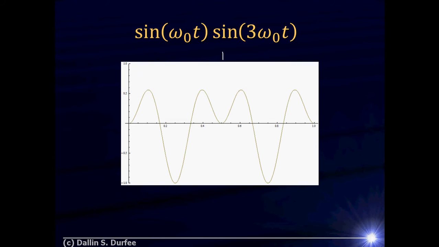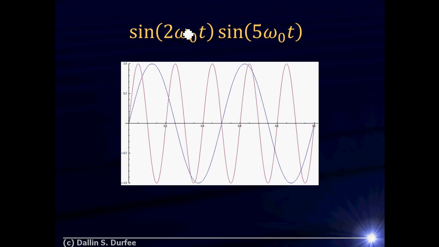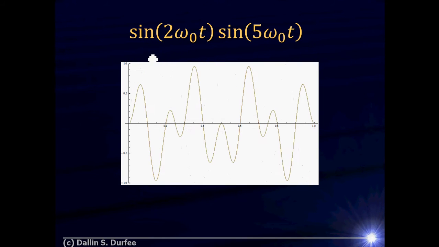It's positive for part of it, but it's negative for part of it. And what happens is I end up integrating, and anytime I multiply two different sine waves together and integrate over a full period, it turns out that this is going to integrate to 0. Sine of 2 omega naught t, sine of 5 omega naught t. Once again, I multiply them together and I get something that averages to 0. So when I integrate over an integer number of periods, it integrates to 0.